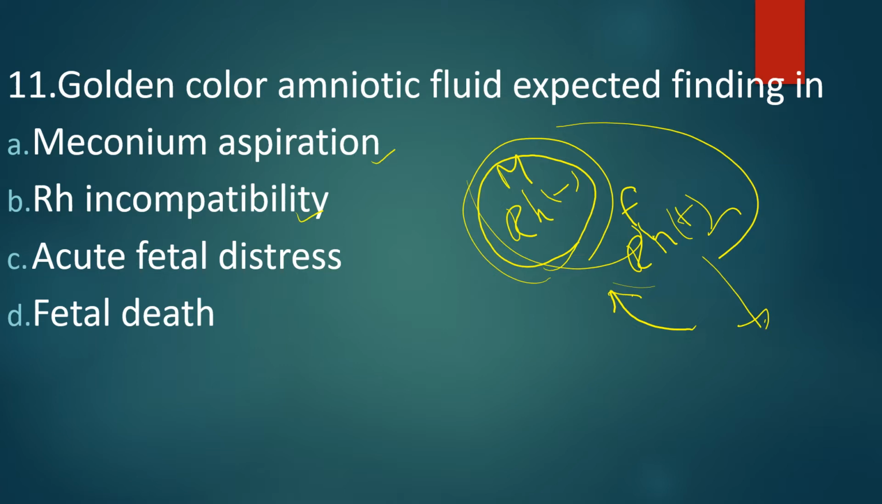Next, we shall see the acute fetal distress. Here, I forgot to say something. What happens when the RBCs are destroyed? They get separated, destroyed, and this will become a kind of yellow color, golden color. The amniotic fluid will be dissolved. So hope you might have guessed the answer. Let me explain option C too.